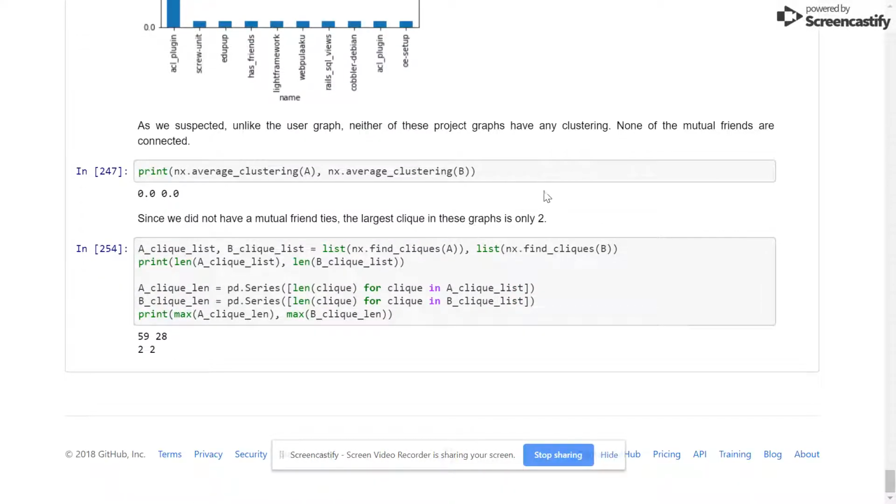As we suspected, unlike the user graph, neither of these project graphs have any clustering. None of the mutual friends are connected. And since we didn't have any mutual friend ties, the largest clique in these graphs is only 2. And that's my presentation for Project 2.